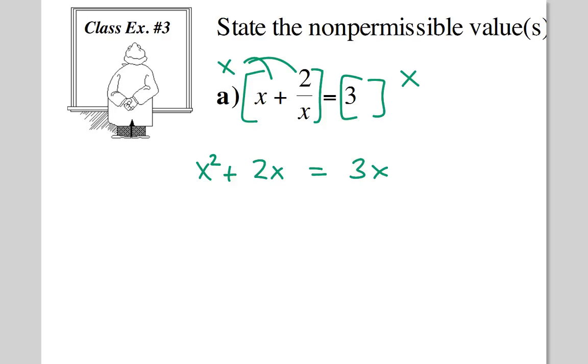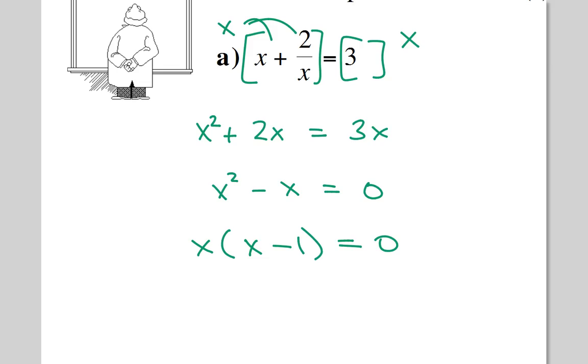Dump everything which way? Dump to the left. So subtracting 3x, you got x squared minus x. How to solve that guy? Factor? Take an x out, you get x times x minus 1. How to solve that? 0 and 1. Which one's not allowed? Rejected, because right here, NPV, x is not allowed to be 0.